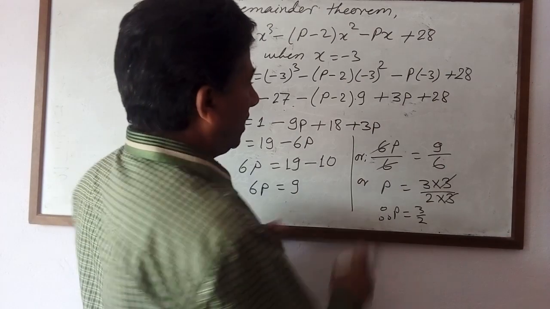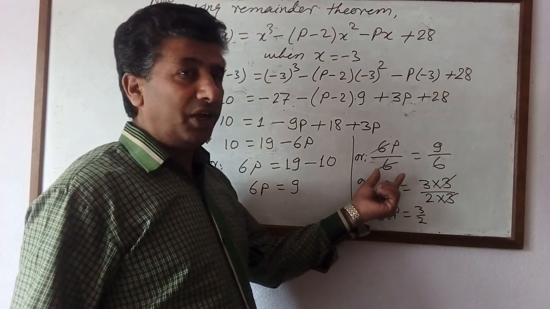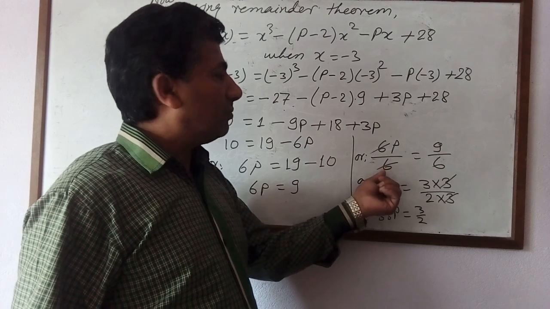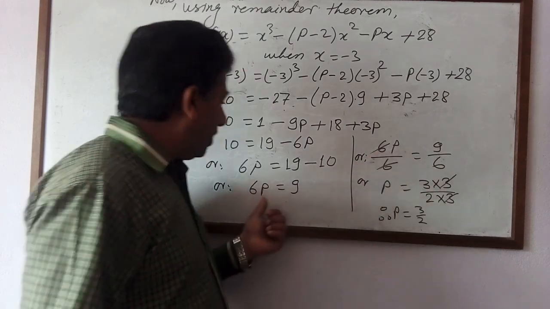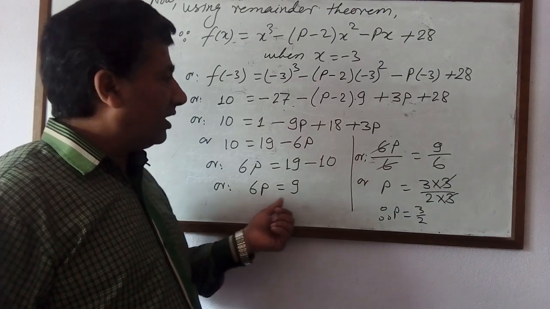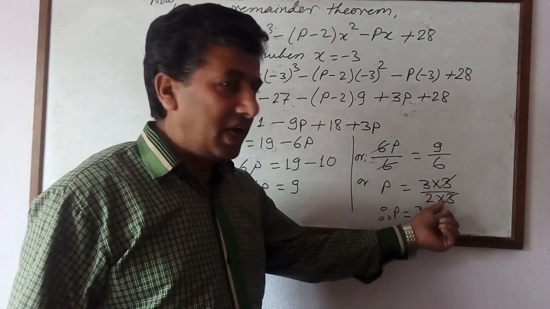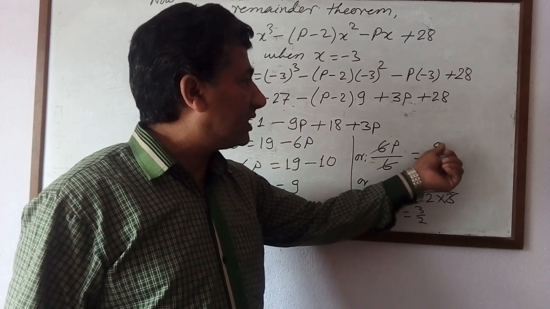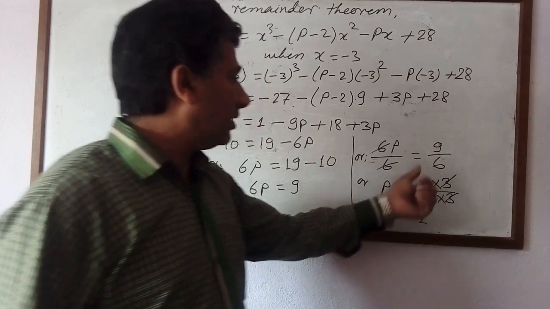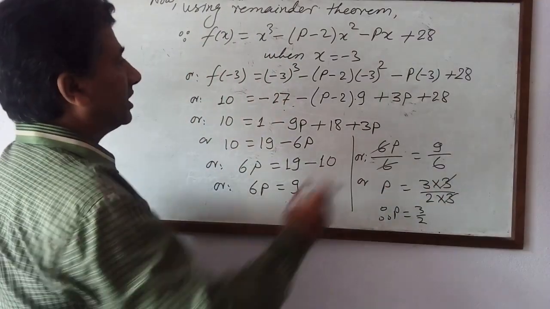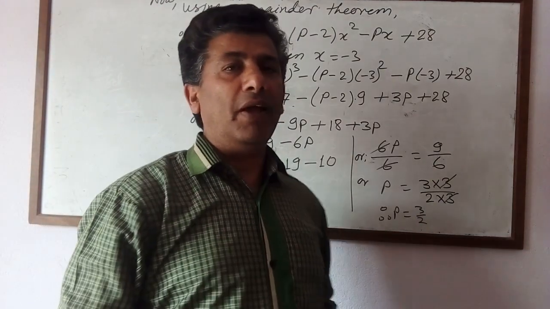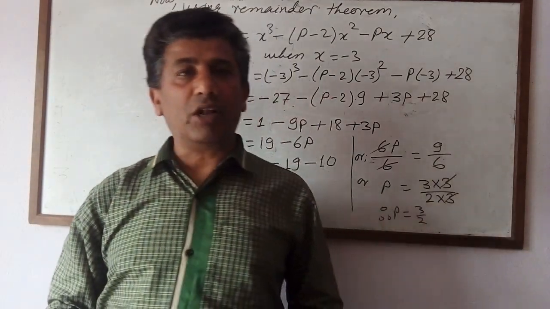Generally in simplification we do not show dividing both sides by 6. We write directly p equals 9 by 6. That is the way of writing. And here also we do not write like this directly. We can cancel 3 times 3 over 3 times 2 to get 3 by 2, but I did it this way to make it clear. In this way we can use the factor theorem and the remainder theorem to solve the problem.